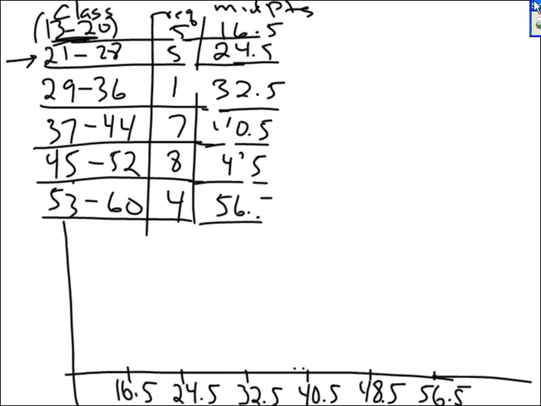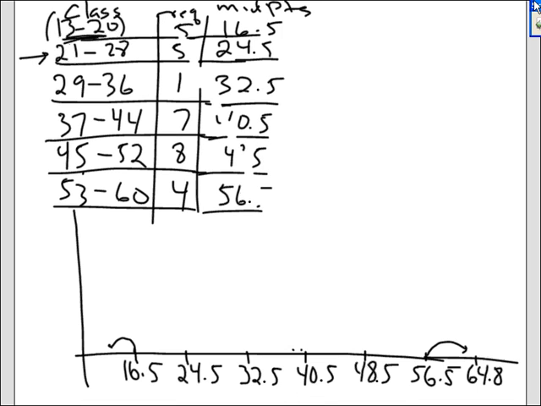On the scale at the bottom, you have to put a number one before the first one and one after. Just keep adding the class width. Add 8, you get 64.5. Take away 8, you get 8.5.